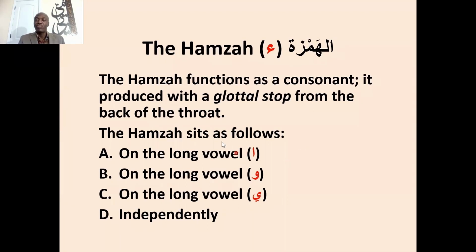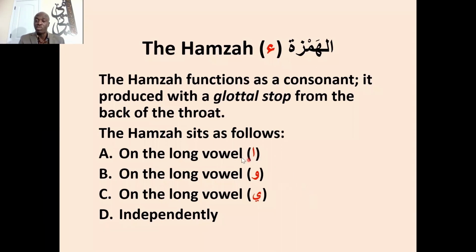We have three different seats, or chairs, that we sit the Hamza on. The first one, the Hamza sits on the long vowel Alif, and it also sits on the long vowel Waw, and on the long vowel Ya. The Hamza can also sit independently in the middle of the word or at the end of the word, never at the beginning.